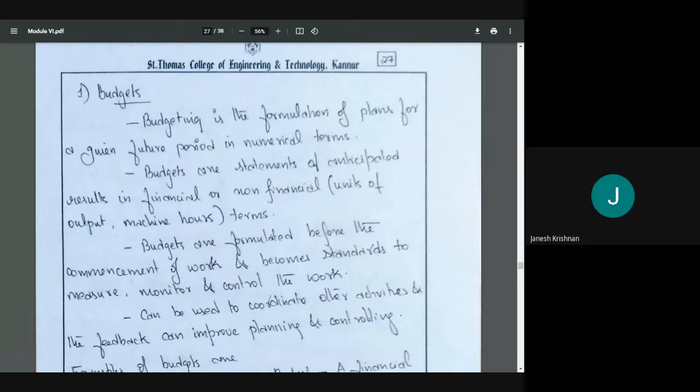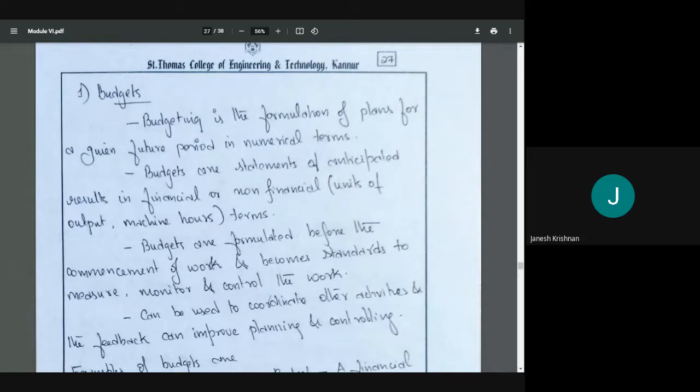Budgets are statements of anticipated results in financial or non-financial terms. See, for us budget means financial. We are familiar with it: how much is the budget for a phone? My dad will give me 15,000, so my budget is 15,000. For us, it was always in financial terms. But it is not only in financial terms, it can be non-financial also.